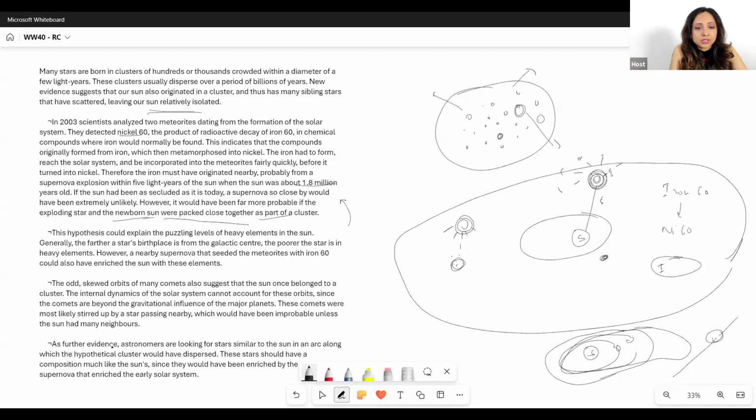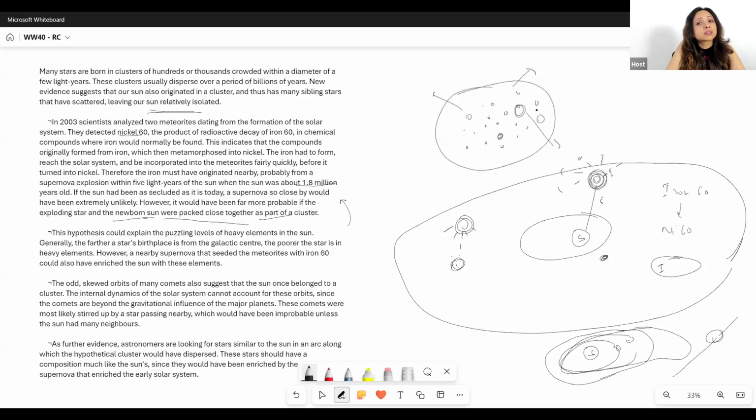Now, as further evidence, astronomers are looking for stars similar to the sun in an arc along which the hypothetical cluster would have dispersed. So they're saying as further evidence for what? Further evidence for the hypothesis that the sun was born in a cluster. Right? Astronomers are looking for stars similar to the sun in an arc along which the hypothetical cluster would have dispersed.